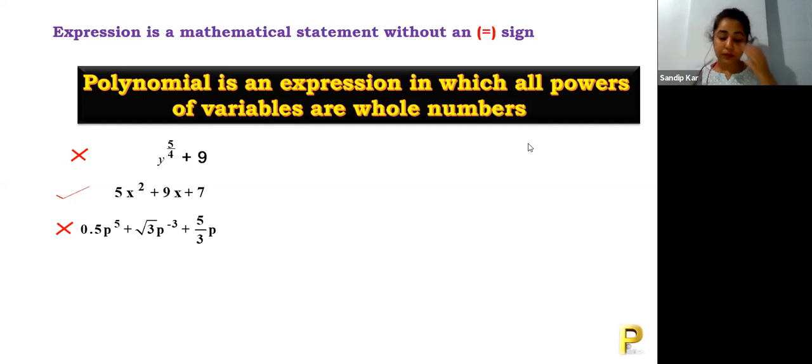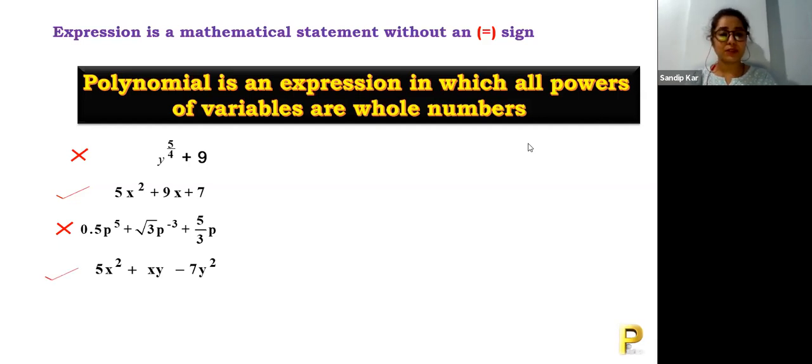If you talk about p to the power minus 3, is minus 3 a whole number? No, minus 3 is not a whole number. That means this is not a polynomial. Let's look out for the next example.